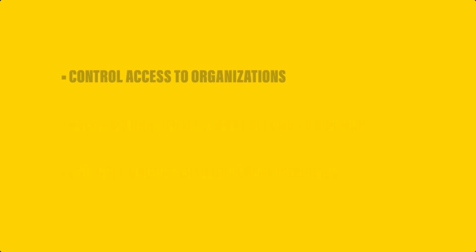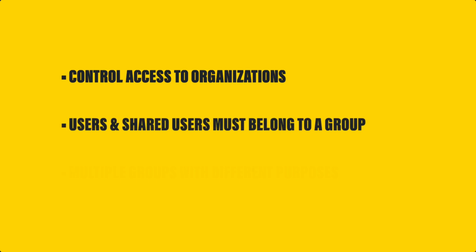They control access to organizations. Access groups determine what a user can see and do in the platform, such as creating boards, entering values, or only reading information. Users and shared users must belong to at least one group. When a new user is created, they must be added to at least one access group to access the platform. If not assigned, they will see a message saying no permission when they log in.